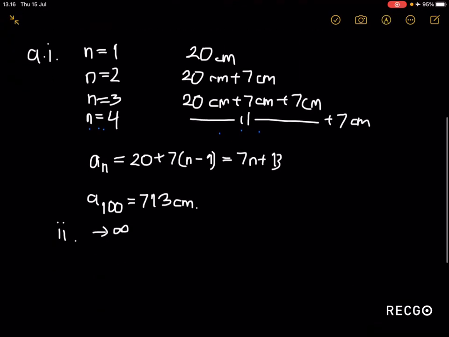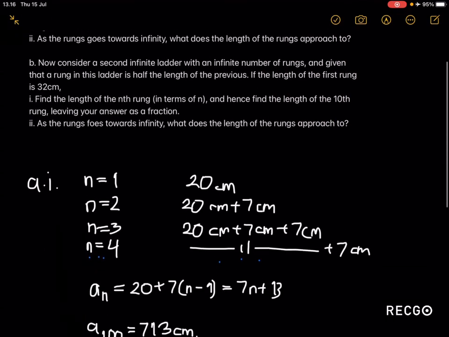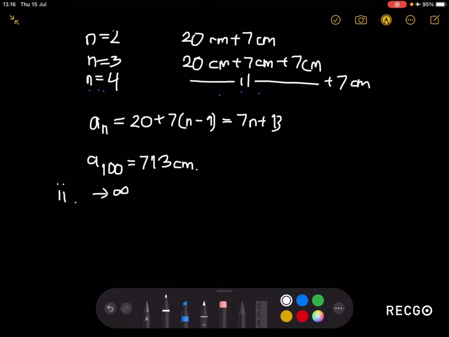Now let me solve this using limits, for those who know what limits are. We can take the limit as n goes to infinity of a_n, which is 7n plus 13. We can plug in n equals infinity here. Notice that 7 times infinity is infinity, and anything plus infinity is just infinity itself. So this will approach infinity.